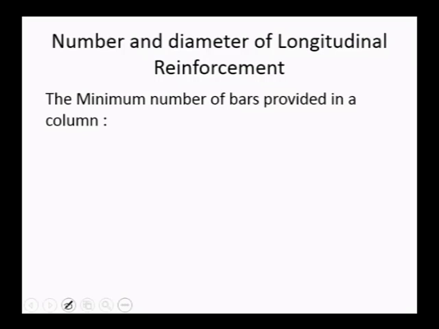Next, one more important point is the number and diameter of the longitudinal reinforcement. How many bars do we have to provide as longitudinal, vertical reinforcement? Four in a rectangular column as per IS 456-2000. For a rectangular or square column, we have to provide a minimum of 4 bars, not 2. We cannot provide 1 bar or 2 bars in the column. Minimum 4 we have to provide.